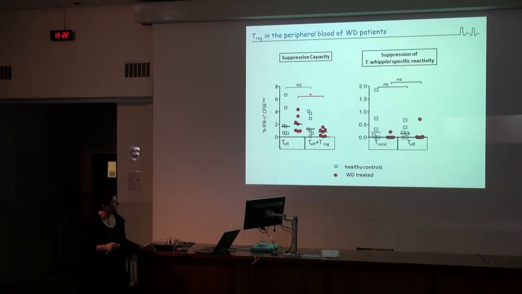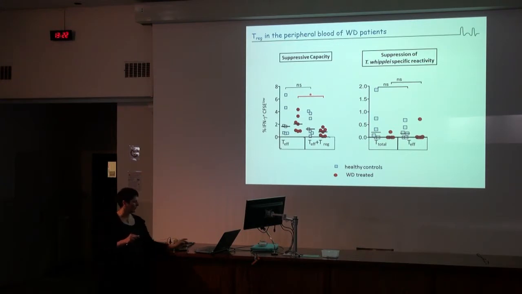And when we look at the Whipple-specific suppression of the regulatory T cells, there we see that there is no effect of the depletion of regulatory T cells from the Whipple's disease patients' T cells. So we can conclude that the regulatory T cells of the Whipple's disease patients are not the ones which are responsible for the reduced Th1 reactivity of the Whipple's disease patients.